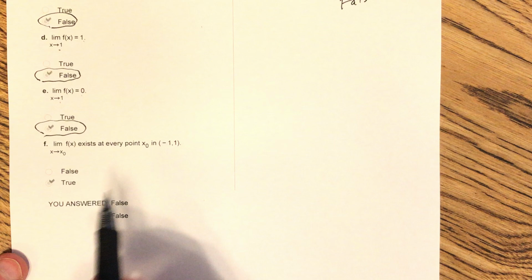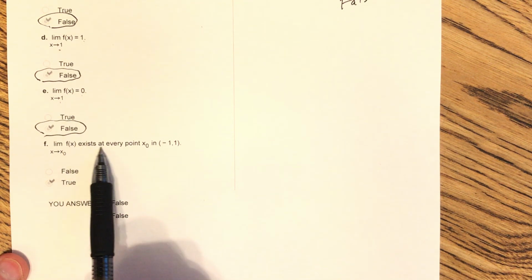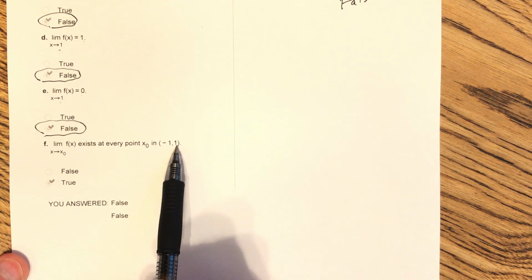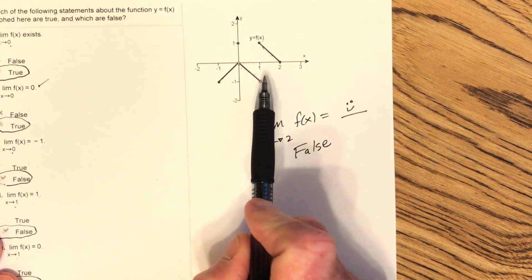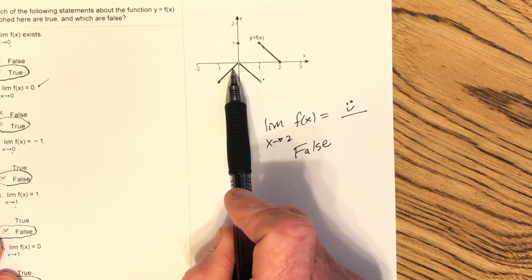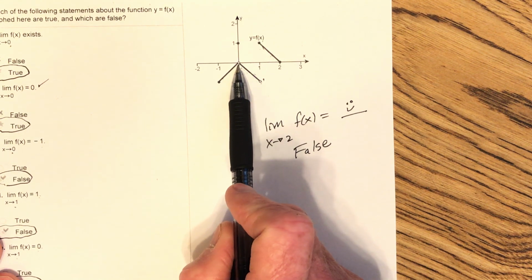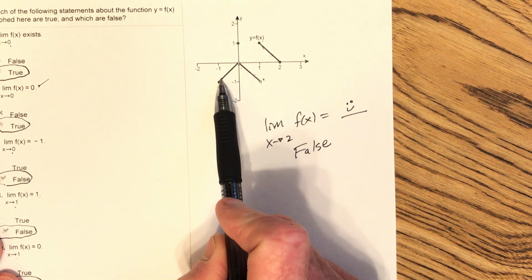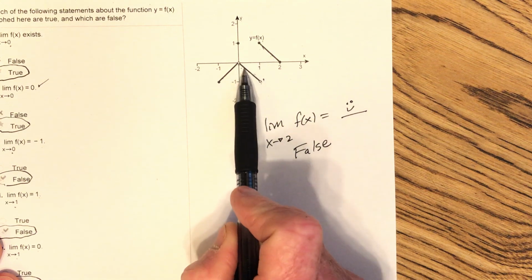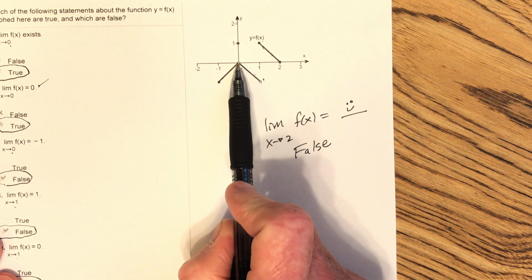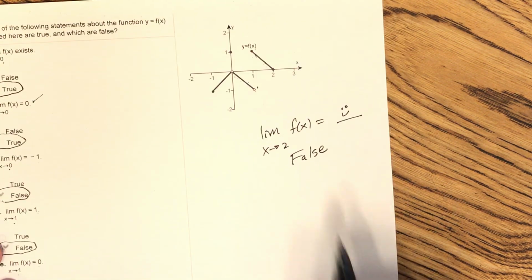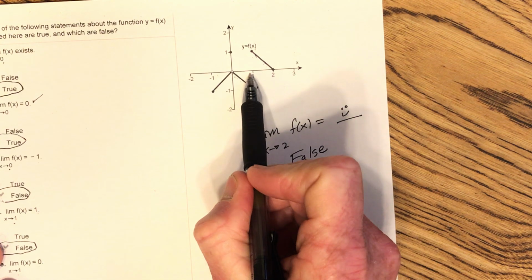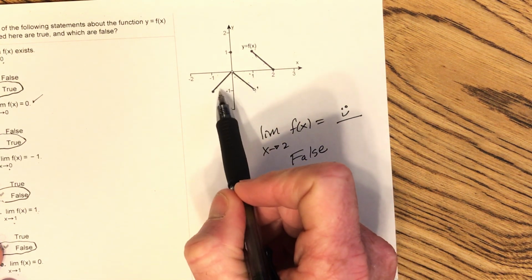Now let me finish this question. Does the limit exist at every point between -1 and 1? Yeah, between -1 and 1, all of this is continuous, and then there's a little open circle right there, but it doesn't matter because the left side and the right side take you to the same place. Now, one important thing is they have the round parentheses. So they're talking about between -1 and +1, and the answer is yes.